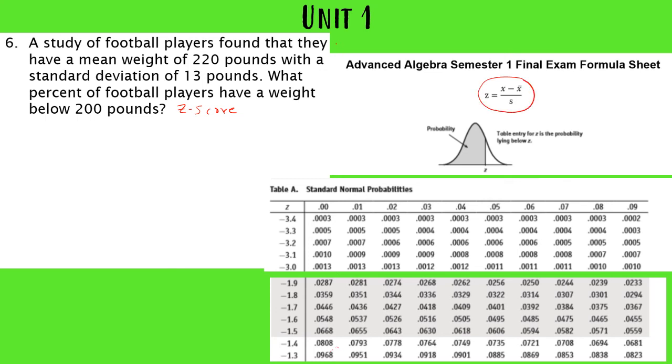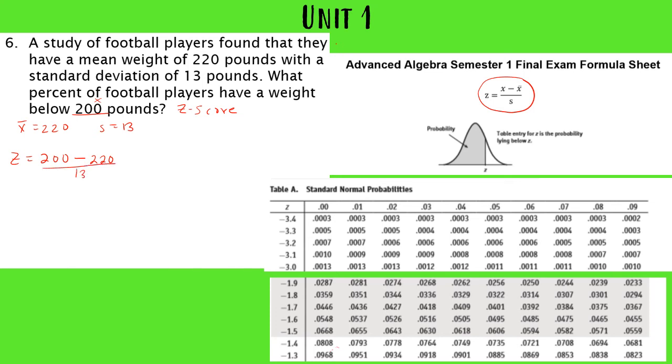So I kind of snipped the picture out here, but it's inside our notebook, and you will be given the formula sheet on your final exam. So the z-score formula, you take your value and subtract the mean and divide it by your standard deviation. So I was given that the mean is 220. I was given that the standard deviation is 13. So to find my z-score, you take your x value, and the x value is what are they asking us to find. So they're asking us to find 200 minus the mean, which is 220, and divide that by your standard deviation, which is 13.